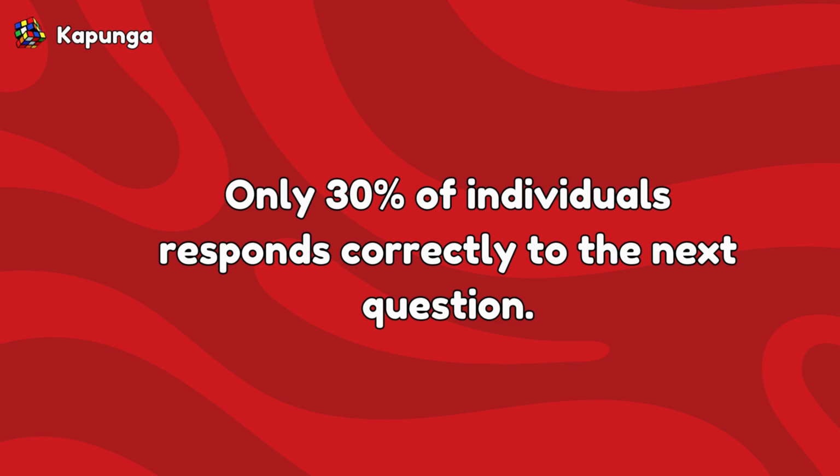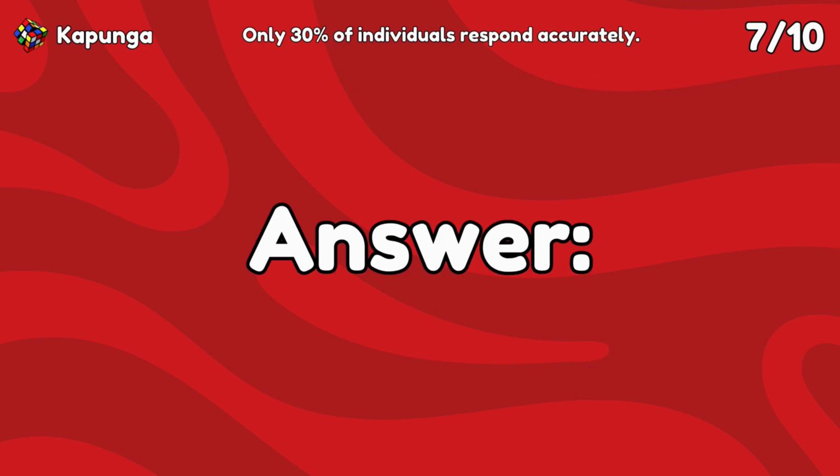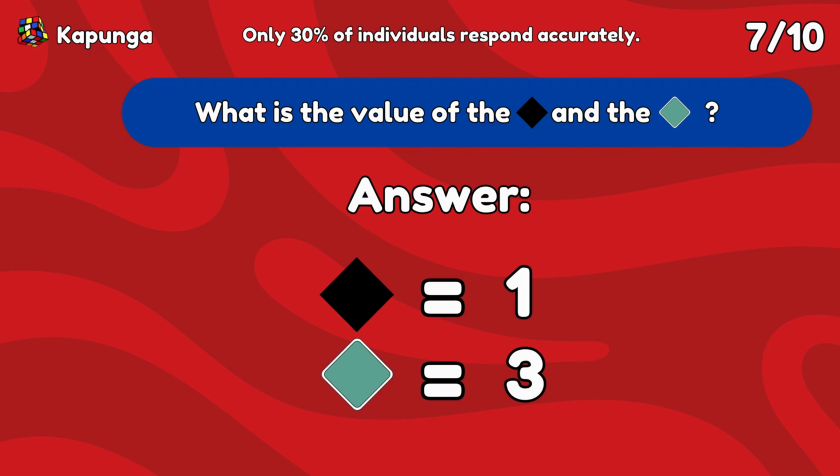Only 30% of individuals respond correctly to the next question. What is the value of the black diamond and the green one? The black diamond values 1. The green diamond values 3.